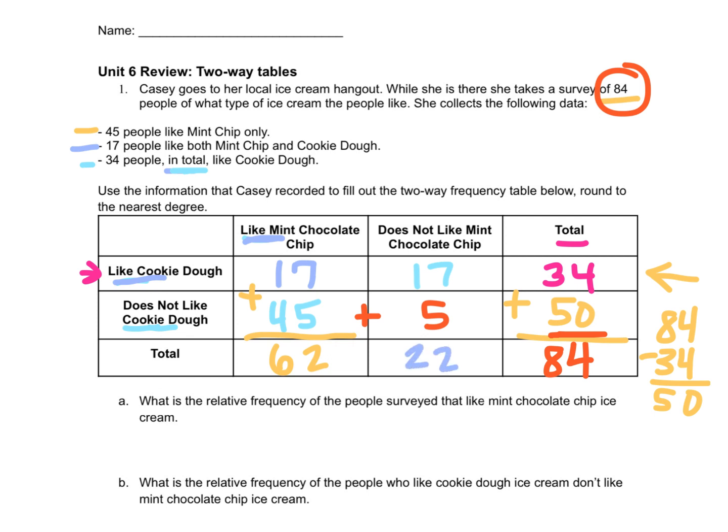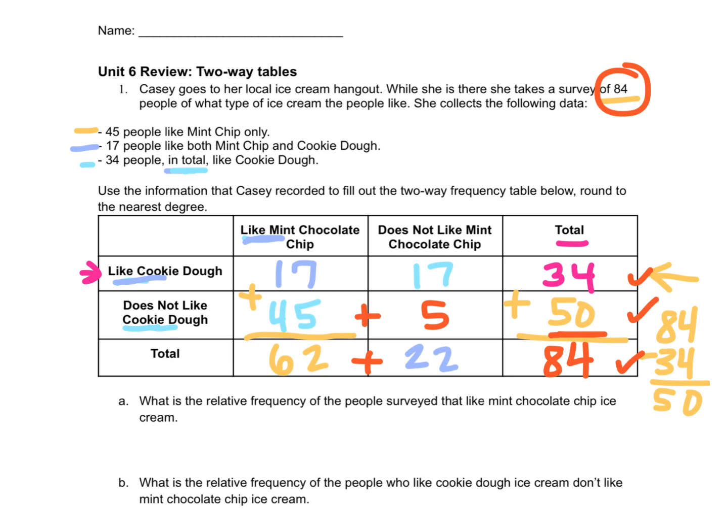I should also cross-check everything. So I want to make sure that everything adds up horizontally and vertically. So I'm just going to double check right here. 62 and 22, that's 84. And 45 plus 5 is 50. 17 and 17 is 34. So horizontally everything checks. And then vertically, we've already done that part. Okay, so your table should have those values in there.